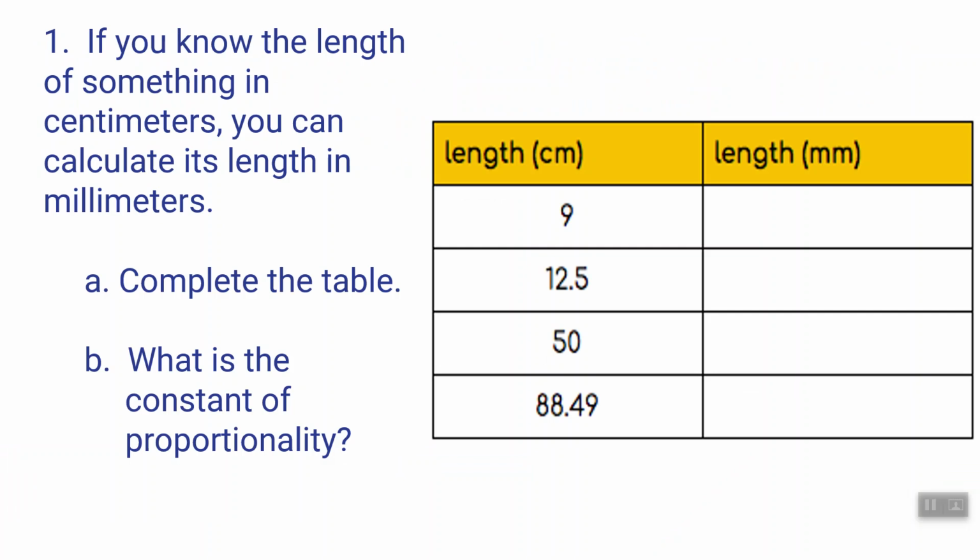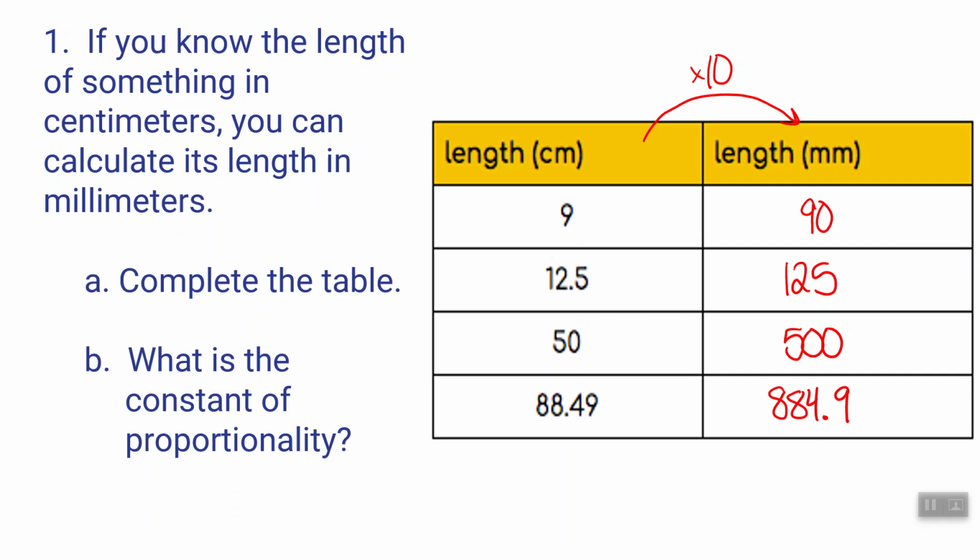It says if you know the length of something in centimeters, we can calculate it in millimeters. Again, there are 10 millimeters in every centimeter. So in order to get from the left side of the table to the right side of the table, we're going to multiply by 10. So 90 millimeters in 9 centimeters, 125 millimeters in 12.5 centimeters, 500 millimeters in 50 centimeters, and 884.9 millimeters and 88.49 centimeters.